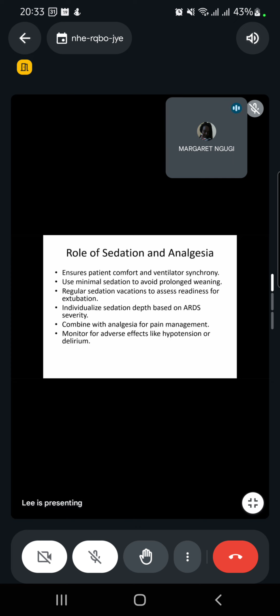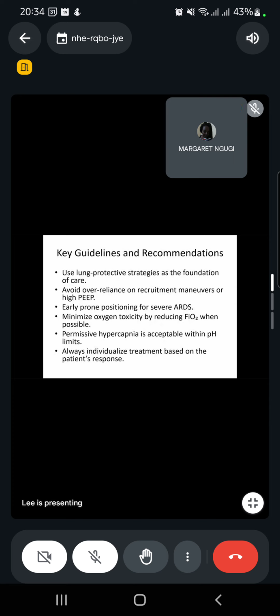What is the role of sedation and analgesia? It ensures the patient's comfort and ventilator synchrony. You use minimal sedation to avoid prolonged weaning, individualized based on the depth of the ARDS. You combine it with analgesia for pain management and monitor for adverse effects like hypotension or delirium. Next slide.